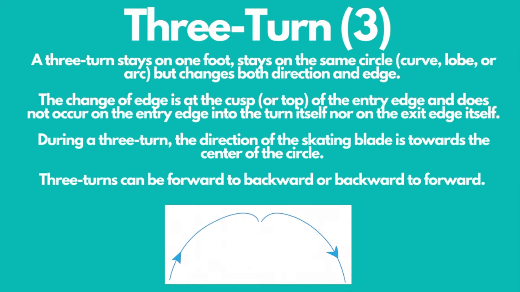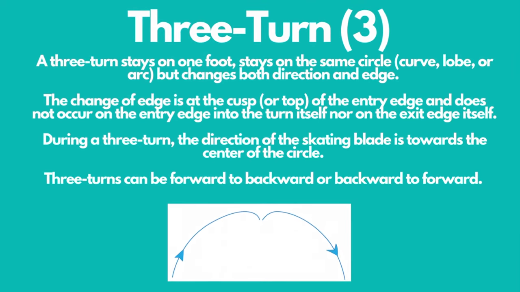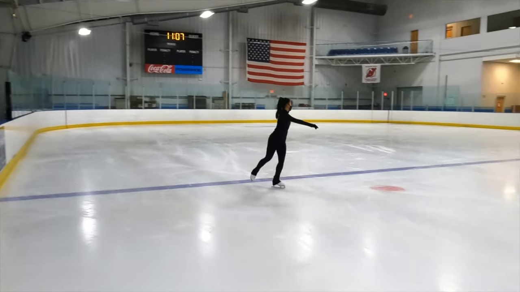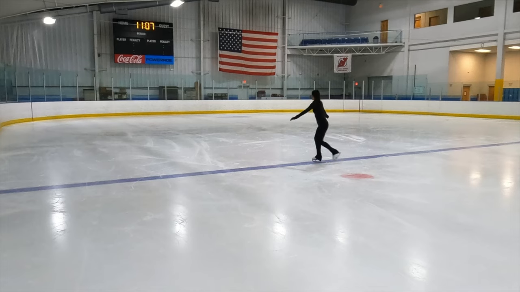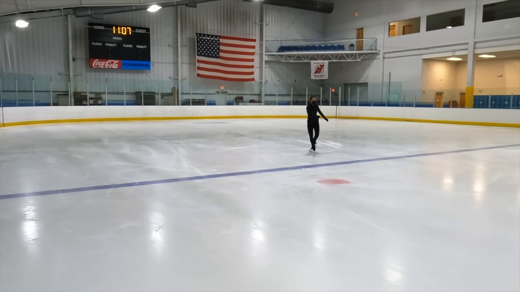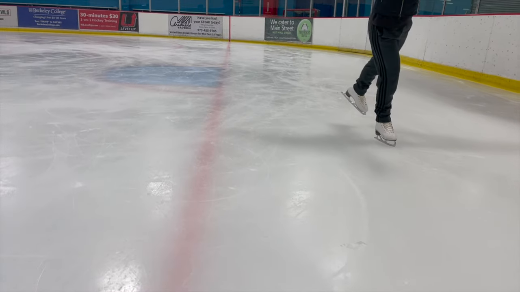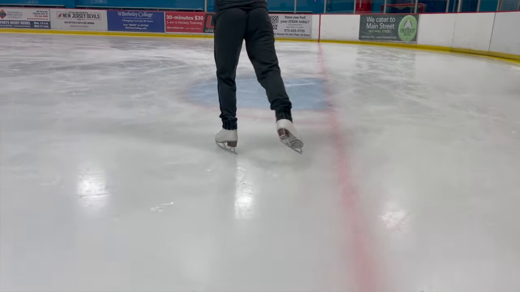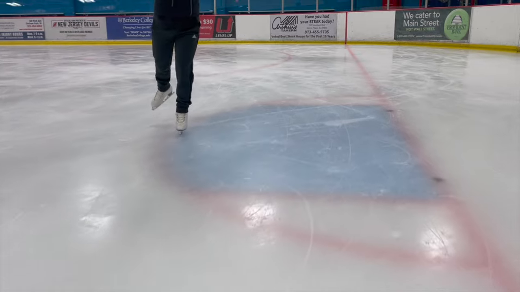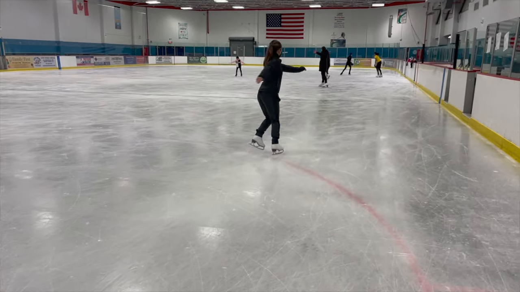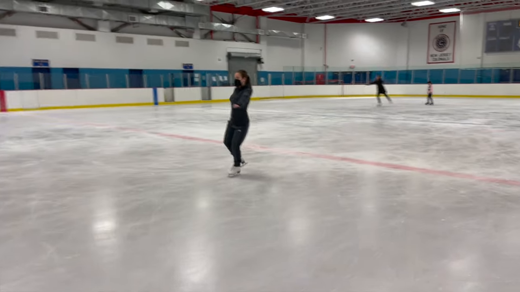During a three turn, the direction of the blade is towards the center of the circle. There are eight different kinds of three turns: right forward outside, left forward outside, right forward inside, left forward inside, right backward outside, right backward inside, left backward outside, left backward inside. Those edges and those feet apply to every turn as well.